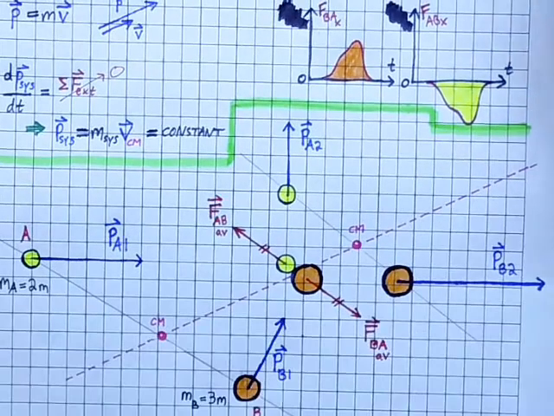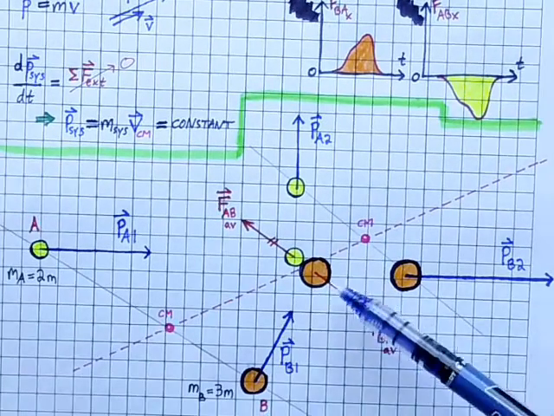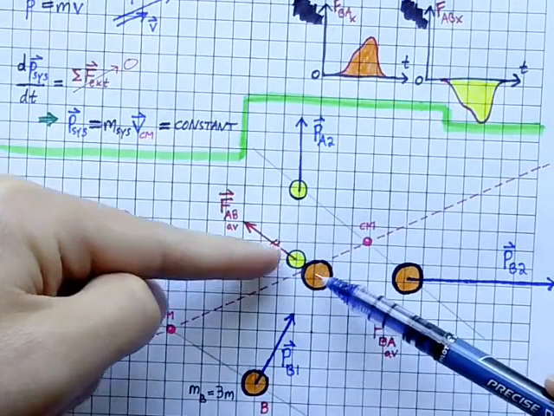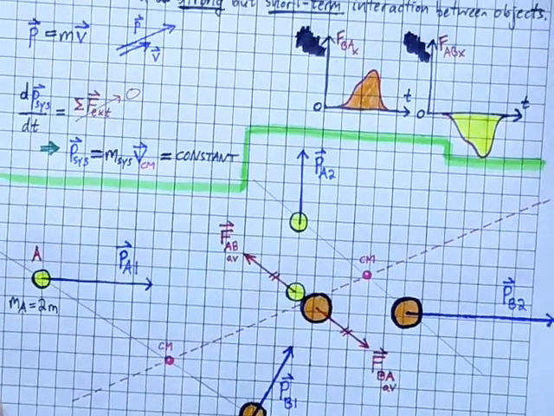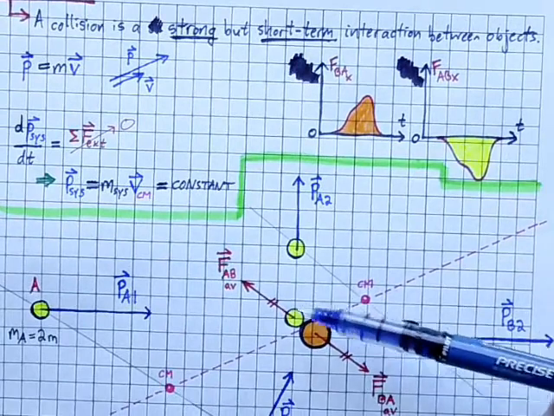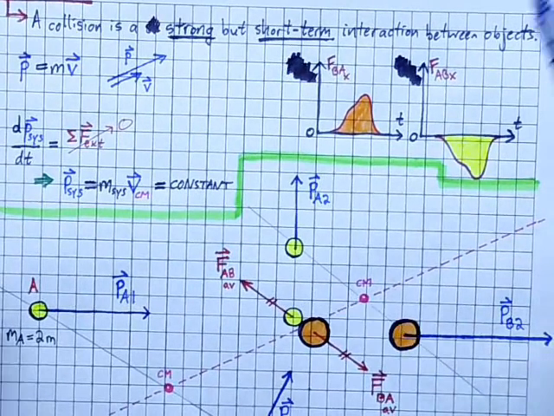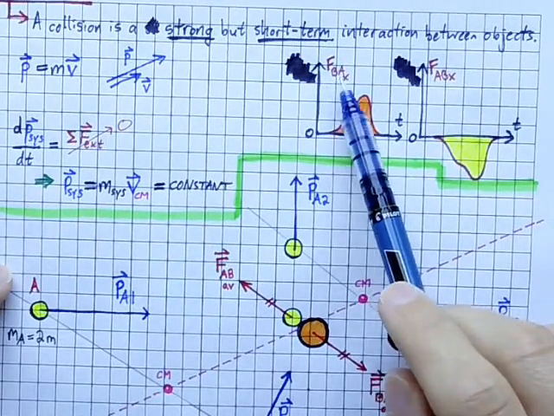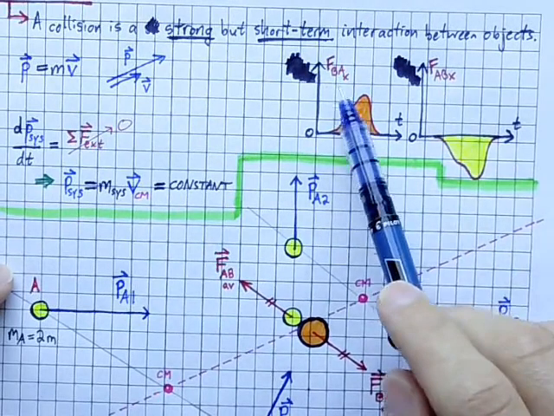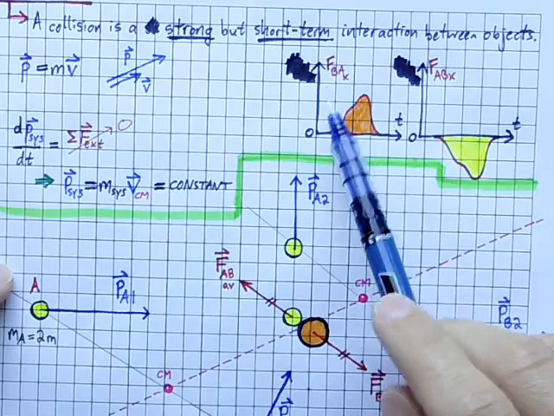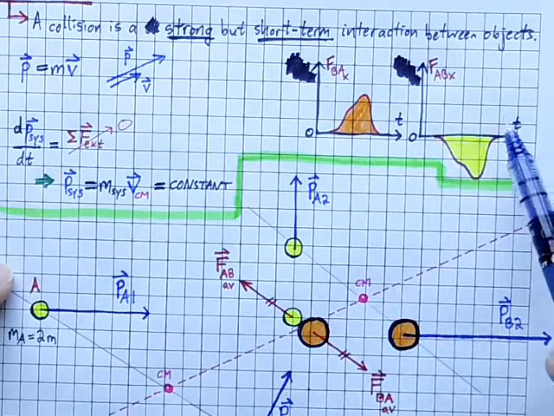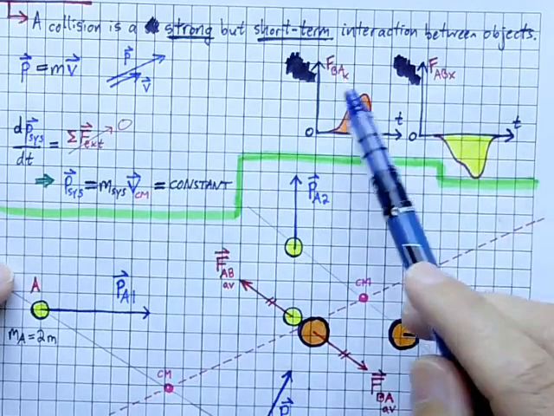So one of the most important ideas is that during the collision itself, during that brief amount of time when the two objects are in contact with each other, they're exerting forces on each other, equal and opposite forces according to Newton's third law. So if we were to graph the force that B exerts on A versus time, and the force on B due to A versus time, and in fact, just the x components of those forces, that's what I'm graphing here.